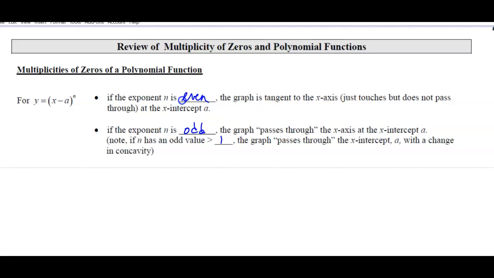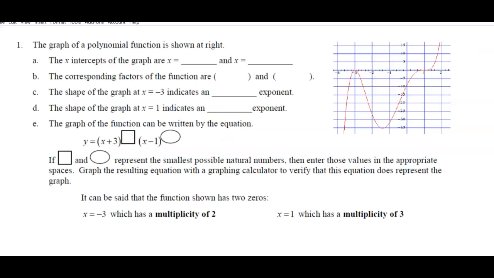So that point at x equals a, we call it a point of inflection. And again, you're going to talk more about that in calculus next semester. But that point where it changes concavity is called a point of inflection. In this case, it's the a value, it's the x-intercept. So that's just a reminder on those.